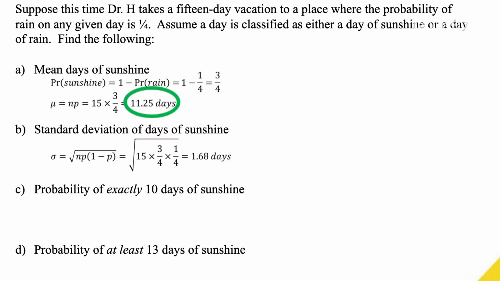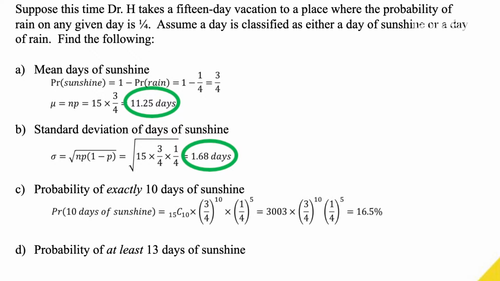Okay, so you use the formula again, and you figure out that there are 1.68. That's your standard deviation from the mean. So now you can actually use your z-scores. They ask, what's the probability of exactly 10 days of sunshine? Okay, so notice that here I used binomial again, because these are exactly 10 days. So that's what you would get.